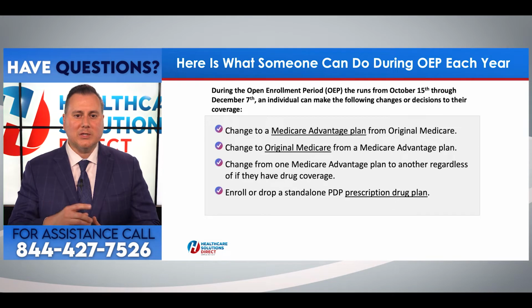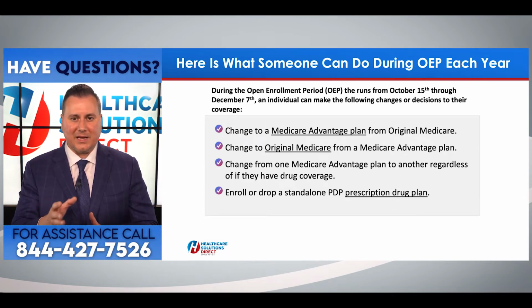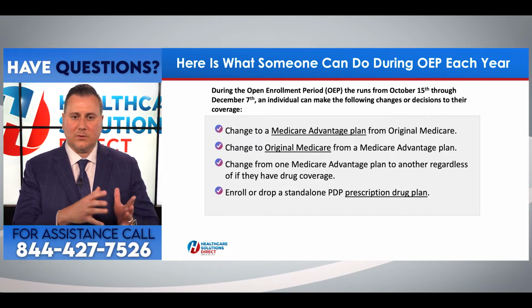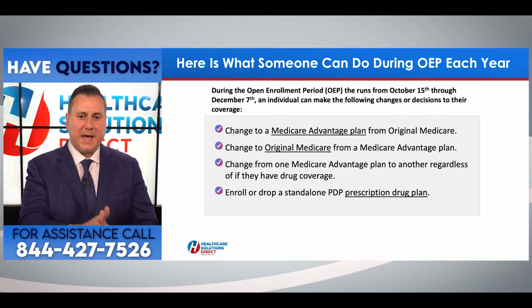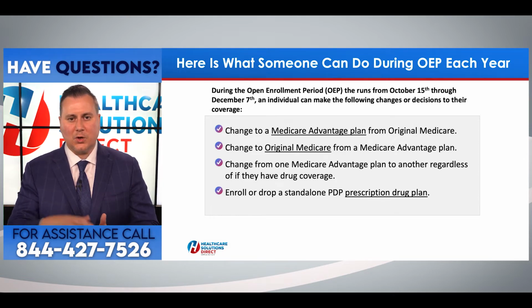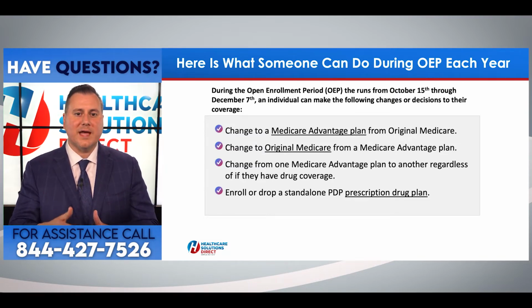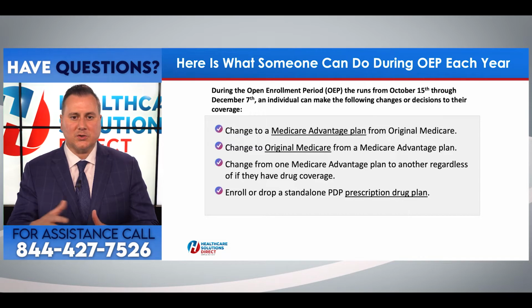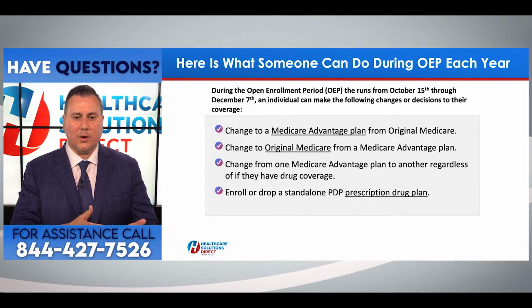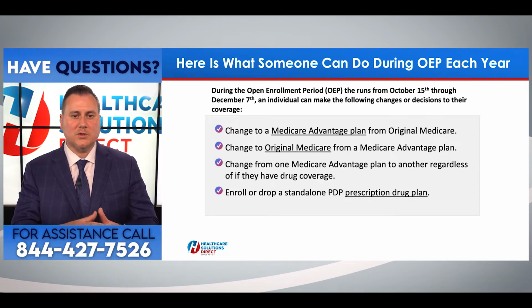Number two, you can change to original Medicare from a Medicare Advantage plan. So if you're in a current contract with a Medicare Advantage plan during October 15th through December 7th, you can now switch back to original Medicare as your insurance for January 1st. Number three, you can change from one Medicare Advantage plan to another, regardless whether they offer drug coverage or not. You can switch to a different Medicare Advantage plan for a January 1st start date, regardless if that new plan or the current plan includes prescription drug coverage or if it doesn't.